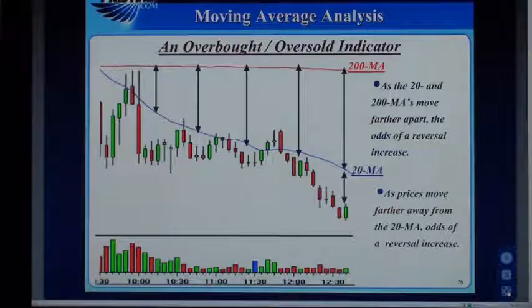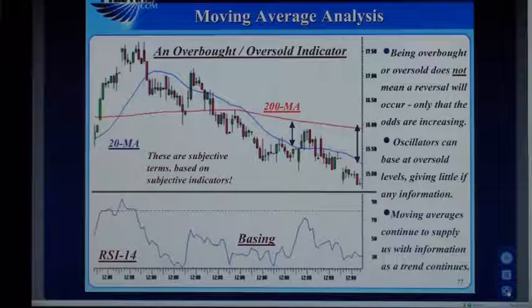For prices to be far from the 20 MA, what we're looking for is prices far from price congestion. The further they move from that price congestion, once a reversal occurs, the odds increase of prices retracing back toward that congestion. Now, being overbought or oversold doesn't mean a reversal will occur. It's only suggesting that the odds are increasing.